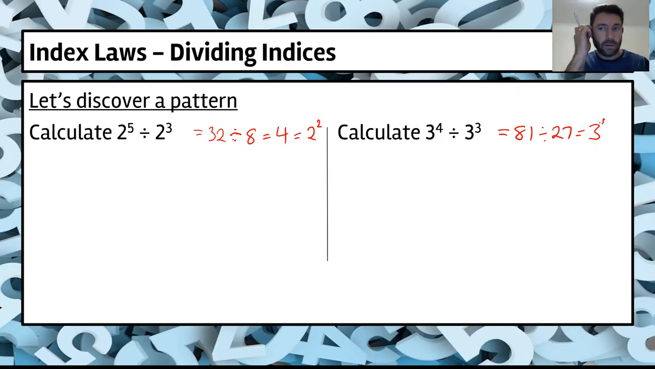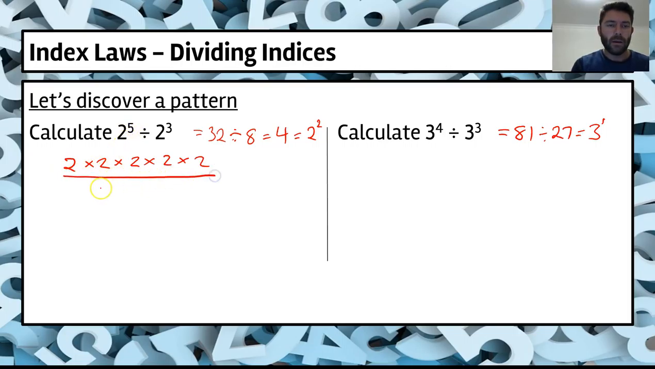Now let's do our expanding example for proving this. We're going to write this as the fraction type. So we've got 2 times 2 times 2 times 2 times 2, which is 2 to the power of 5, and we're going to divide that by 2 to the power of 3. Now that we've got our fraction line, we can start to cancel out the common multiples. We see that the 2s start cancelling out.